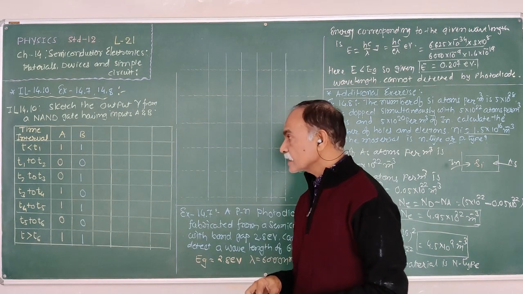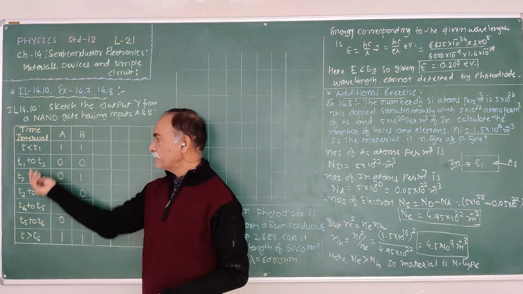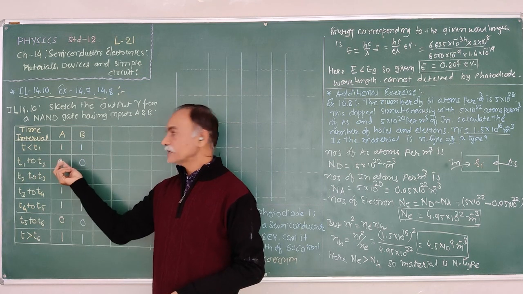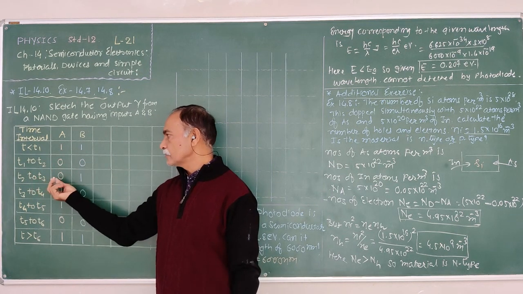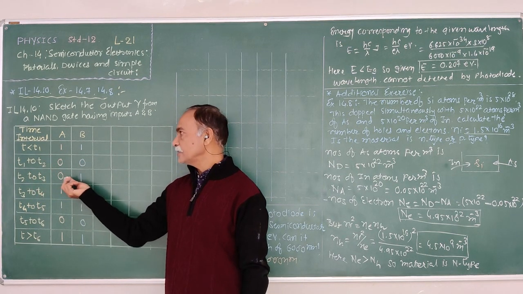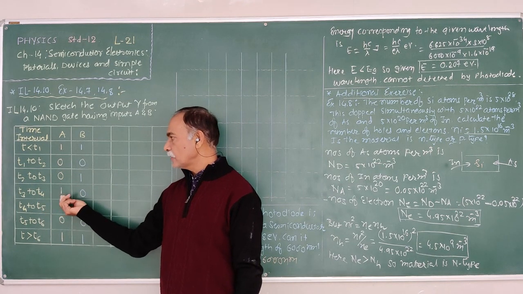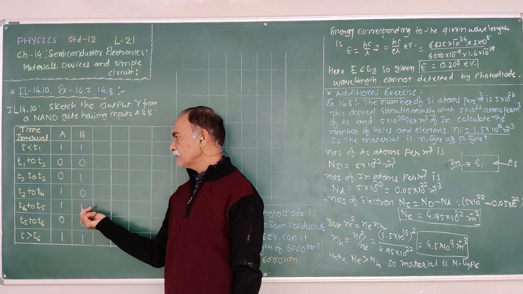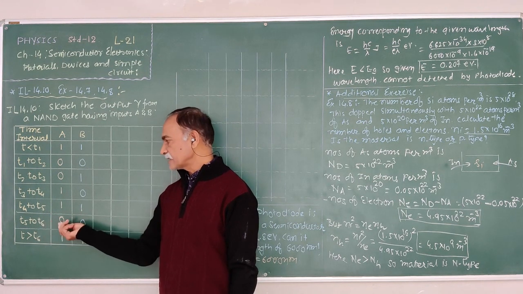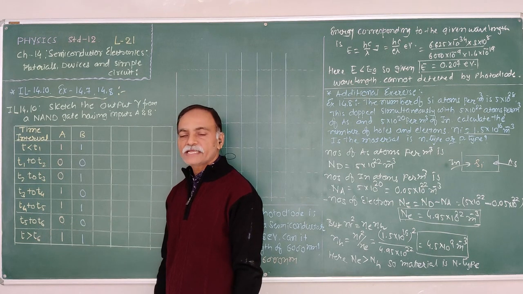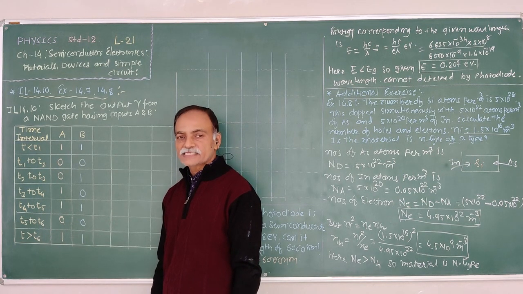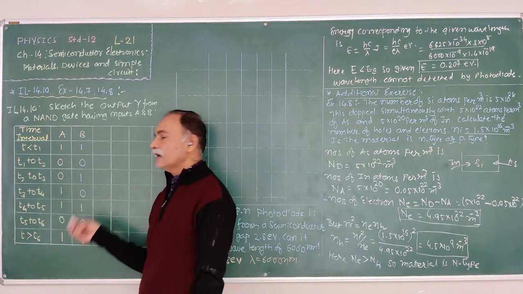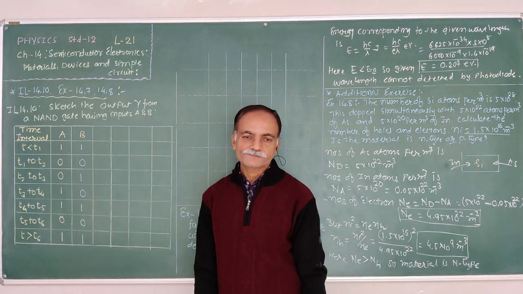Now A and B. Here the inputs for different time intervals are given. For T less than T1, A is 1 and B is 1. T1 to T2, both are 0. T2 to T3, A is 0, B is 1. T3 to T4, A is 1, B is 0. T4 to T5, A is 1, B is 1. T5 to T6, both are 0. And T greater than T6, that means after time T6, A is 1 and B also 1.